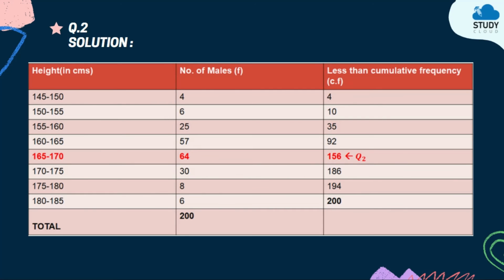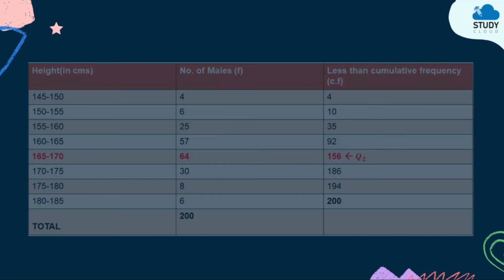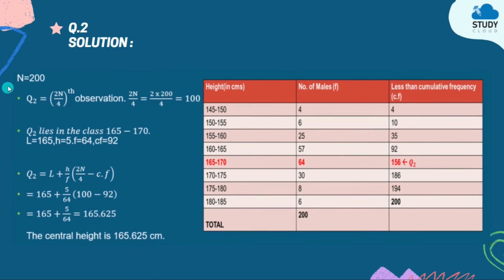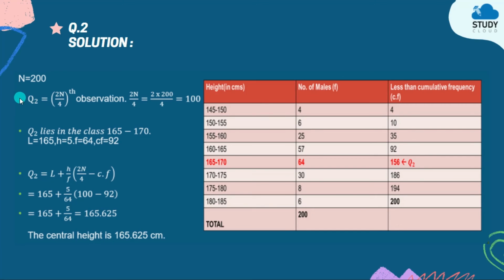So the first part is you have to make this table, and accordingly you can find the central height. Now central height, central means mid value. I have spoken in the earlier slides also that quartile 2 is median. So here we have to find quartile 2, that is central value. So let's start. First, here number of observation n is 200. We have to find quartile 2. So how to find quartile 2 first? 2n upon 4.